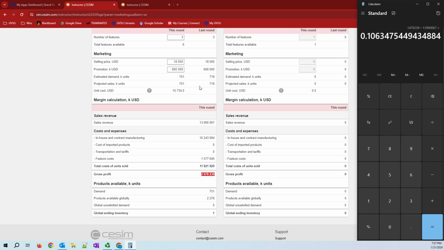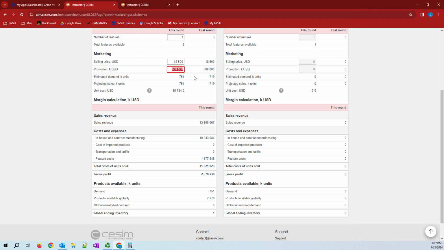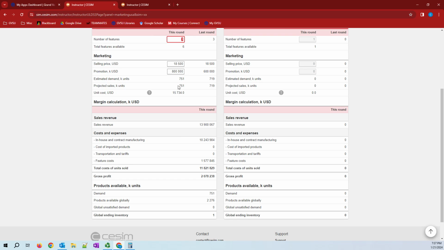I still believe that I should increase my promotion, but now I'm thinking about making it $800 million instead of going all the way up to $1 billion. So by increasing my promotion to $800 million, keeping my price same, keeping my features same, I'm hoping that I may be able to meet this demand. It may be too much that I'm asking for myself.